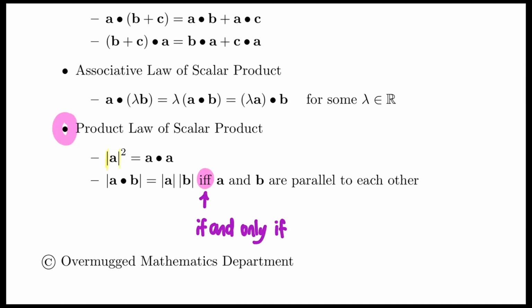Has your school explained this before? What is if and only if? If and only if means that it works in both directions. When you say "if something, something", it's one way. If you say "something IFF something", it works both ways. It means A dot B equals mod A mod B if A and B are parallel to each other. Also, A and B are parallel to each other if A dot B equals mod A mod B. Understand? The sentence works both ways, not just one. Clear? That's why there's an IFF.